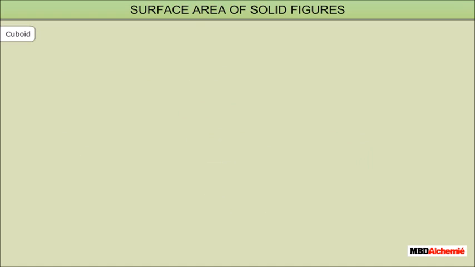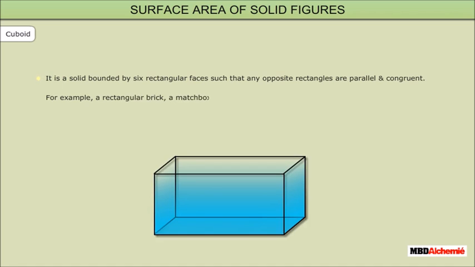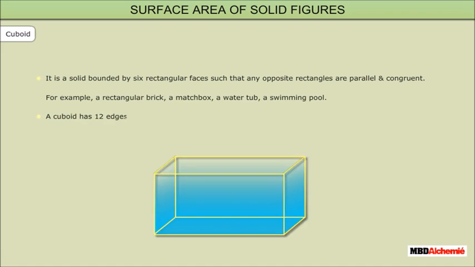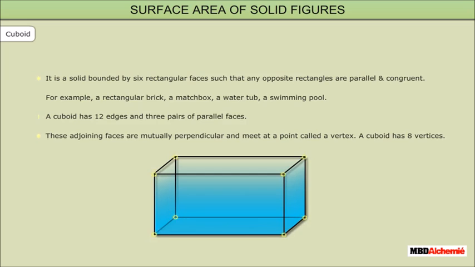Let us start with the cuboid. It is a solid bounded by 6 rectangular faces such that any opposite rectangles are parallel and congruent. For example, a rectangular brick, a matchbox, a water tub, a swimming pool. A cuboid has 12 edges and 3 pairs of parallel faces. These adjoining faces are mutually perpendicular and meet at a point called a vertex. A cuboid has 8 vertices.